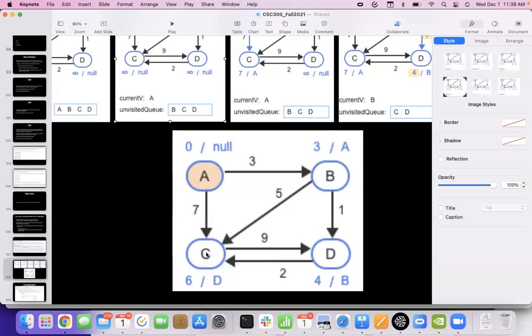So from C's perspective, it tells me the place I need to go from here is D. So I'm going to go from C to D. From D's perspective, is D my starting location? It's not. D is not A. So where do I need to go from D? I need to go to B. Is this my starting location? It's not. B is not A. So where do I need to go from here? I need to go to A. Is this my starting location? It is. A is equal to A.